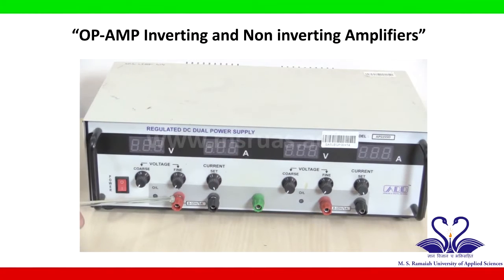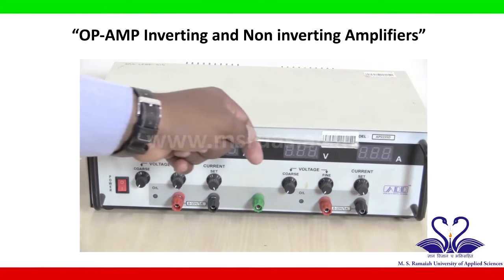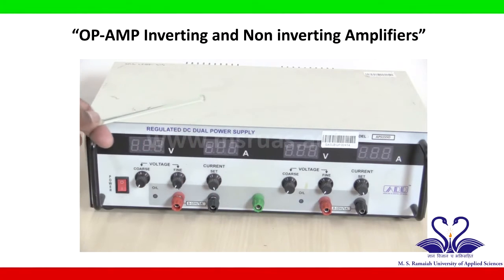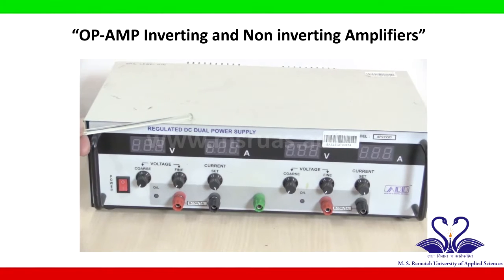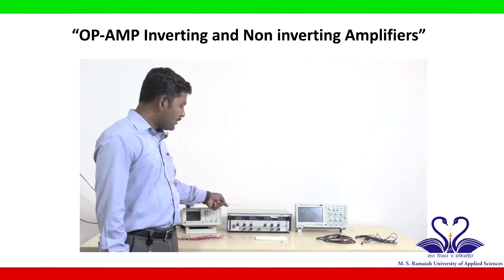Each power supply has two terminals. One is positive, that is red in color. One is negative, that is black in color. This DC power supply voltage we can set by using these two knobs. One is coarse, one is fine, and current can be set by using this knob, and the same set of knobs and terminals are there for the other power source. This power supply is used to apply plus VCC and minus VCC to an op-amp.